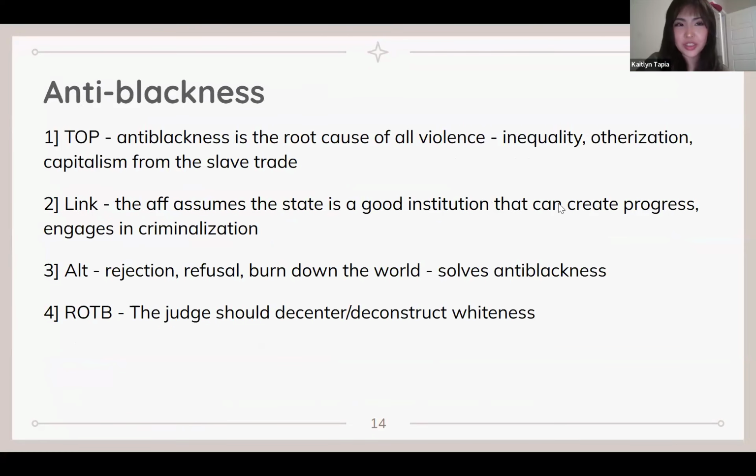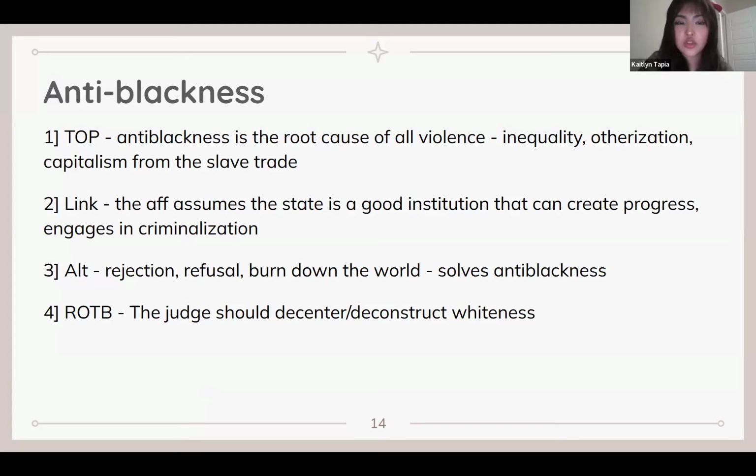Okay, so the third example that we're going to be going over is the anti-Blackness critique. So first, let's go over the theory of power. It says that anti-Blackness is the root cause of all violence, and typically debaters say that violence originated in the transatlantic slave trade, which led to impacts that we see to this day, such as inequality against Black Americans, as well as otherization, so the creation of in-groups versus out-groups, and determining who belongs in things like humanity, civil society, etc., bracketing out and excluding certain populations, as well as the impacts of capitalism as a result of the slave trade. So again, we kind of touched on this with capitalism.